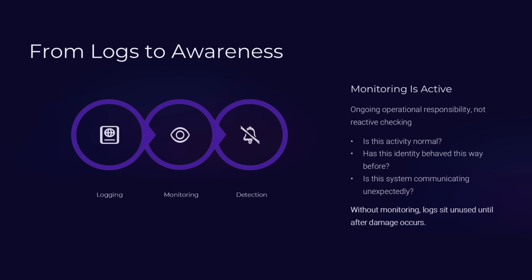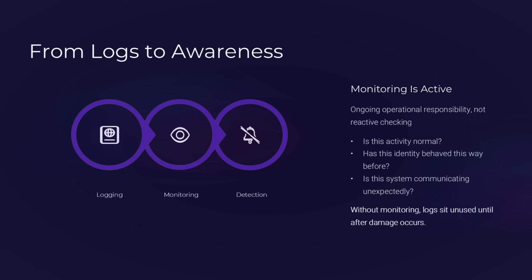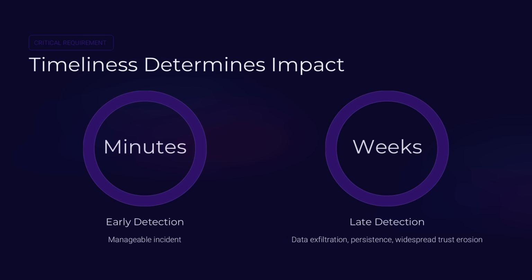Detection builds on monitoring by formalizing how suspicious activity is identified. Detection mechanisms include alerts, thresholds, behavioral analysis, and correlation rules. The ISM does not mandate specific detection technologies, but it expects detection to be timely, reliable, and actionable.